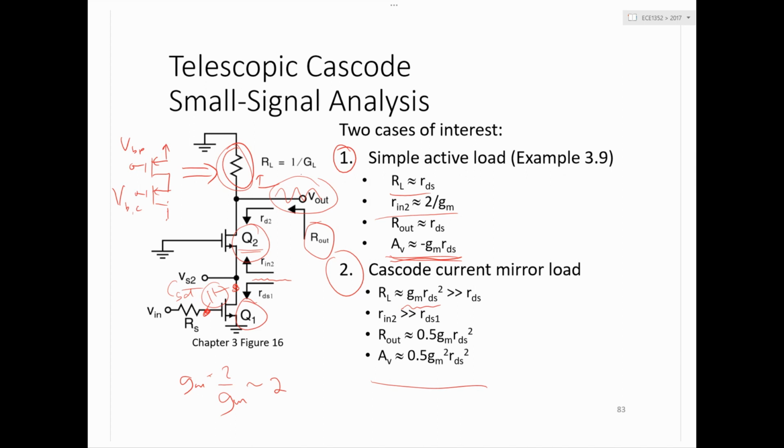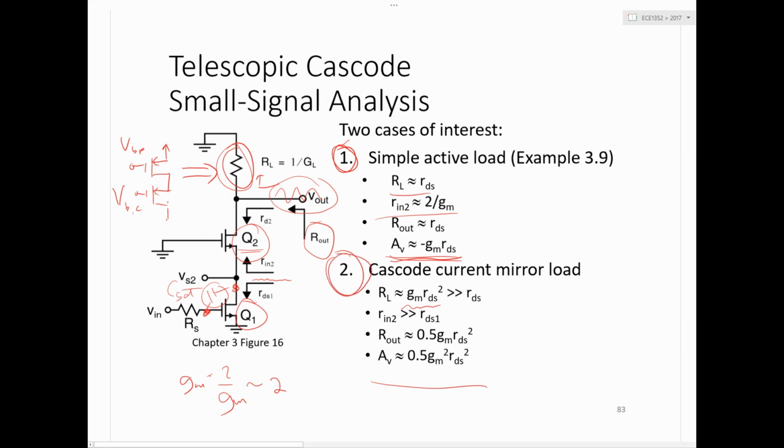So that's why I said even case 1 is interesting and useful. It's often used, for example, in LNAs, low noise amplifiers. You're not using the cascode in that case to get extra gain. You're actually using it to get more bandwidth because it ameliorates the Miller effect.